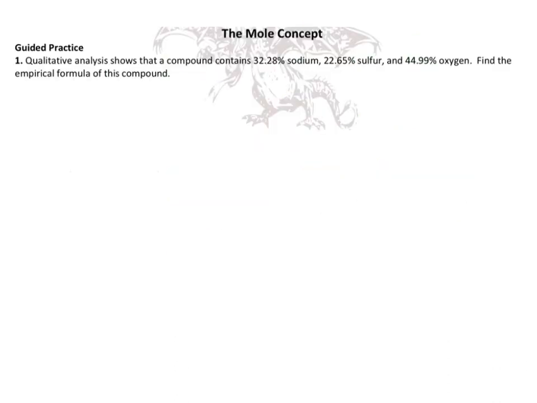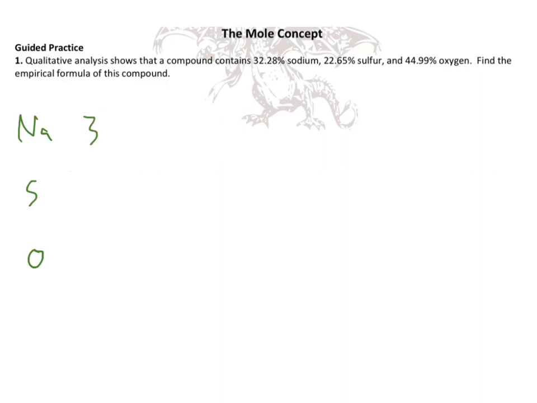All right, so let's take a look at what this problem is telling us. It says a qualitative analysis shows that a compound contains 32.28% sodium, 22.65% sulfur, and 44.99% oxygen, and it says to find the empirical formula. The way you do these problems is the first thing you want to do is label the elements you're dealing with. So we have sodium, sulfur, and oxygen.